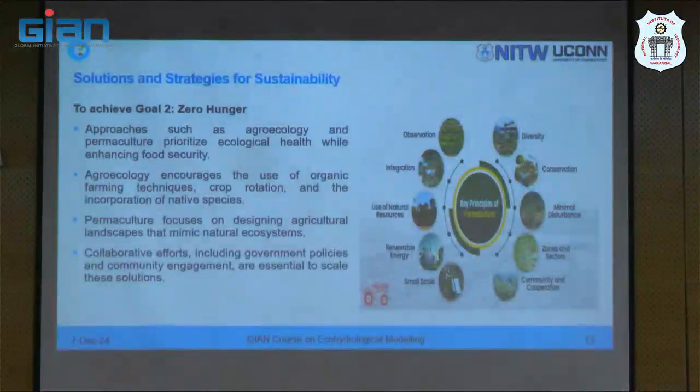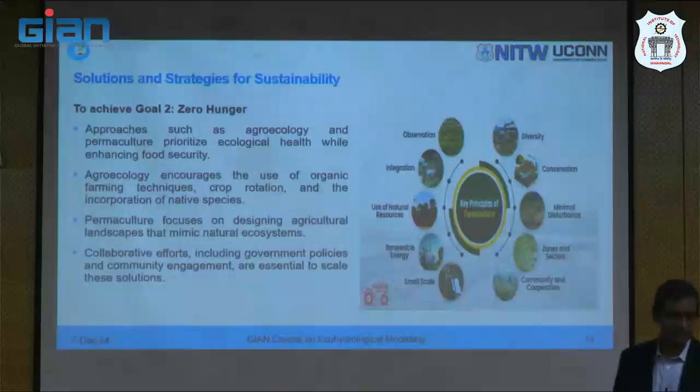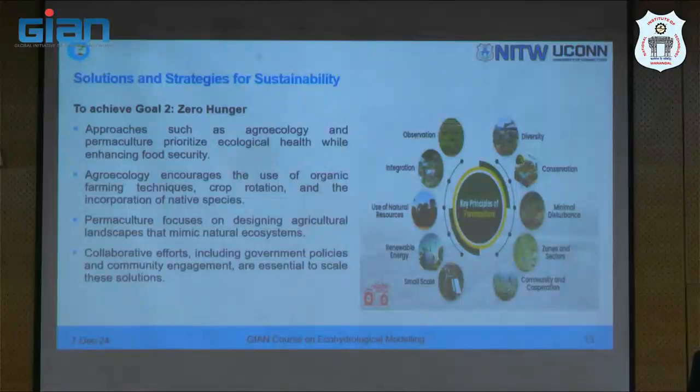And so solutions to zero hunger, approaches such as agroecology, permaculture, where we are prioritizing ecological health while enhancing food security. And agroecology encourages the use of organic farming techniques, crop rotation, and incorporation of native species which are more adapted to the changing climate, right, which can be drought resistant, which might require less input as in water and fertilizer.